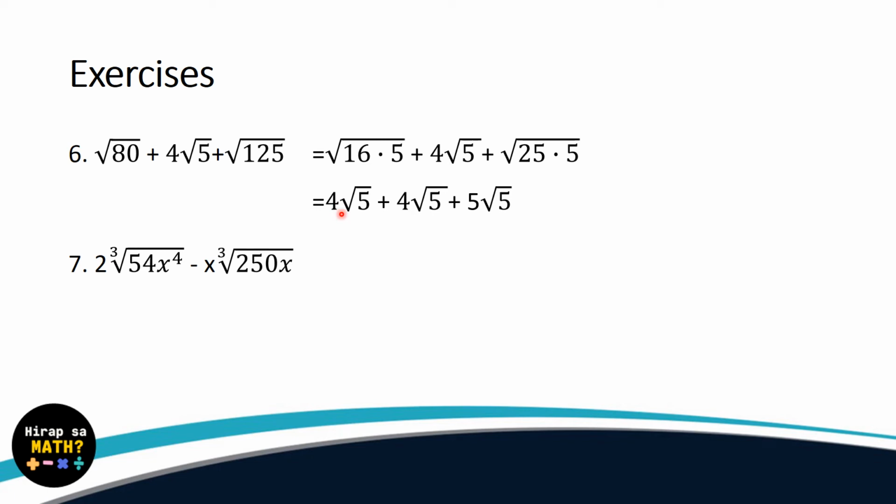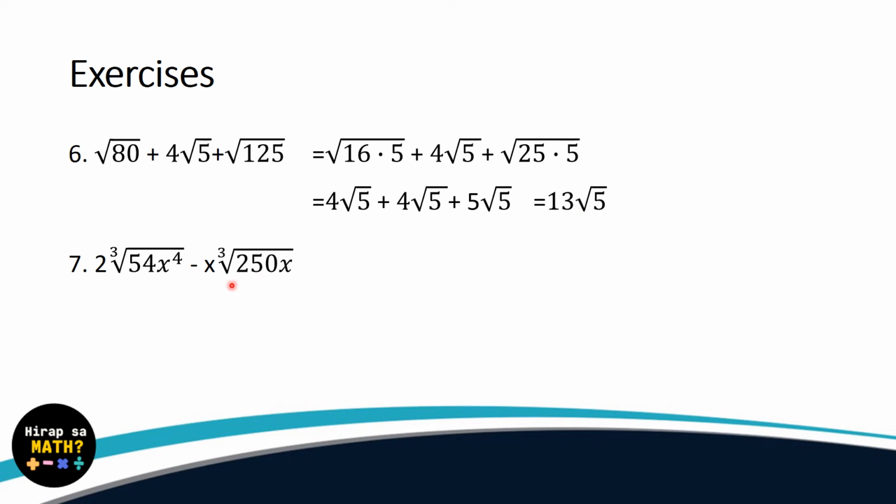So, dumiretso na tayo. Nilabas na natin yung 4. Yung 4 square root of 5, ganun ulit, kinopya natin. And dito naman sa pangatlo, ilalabas natin yung 5. Matitira yung 5 ulit sa loob ng square root. So, that's 5 square root of 5. So, i-add lang natin yung mga numbers before the radical sign kasi like radicals na silang tatlo. So, in this case, that's 13 square root of 5.